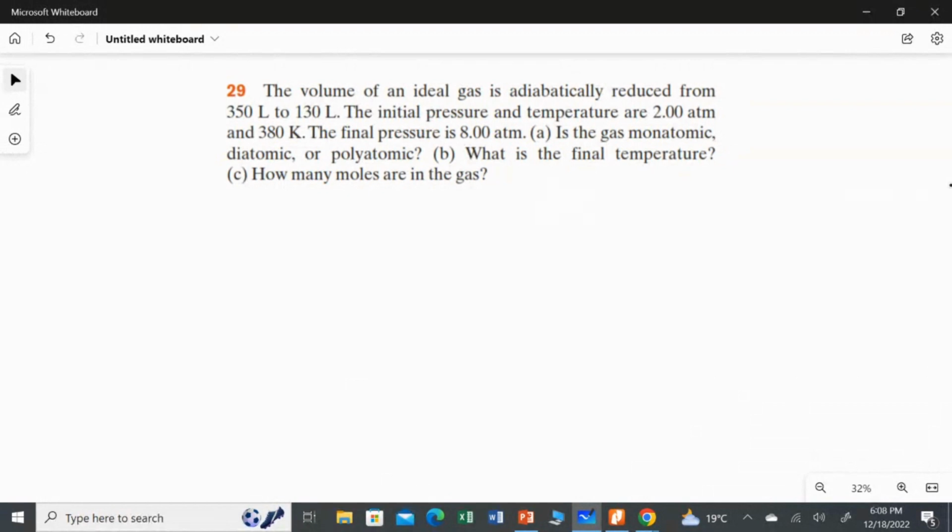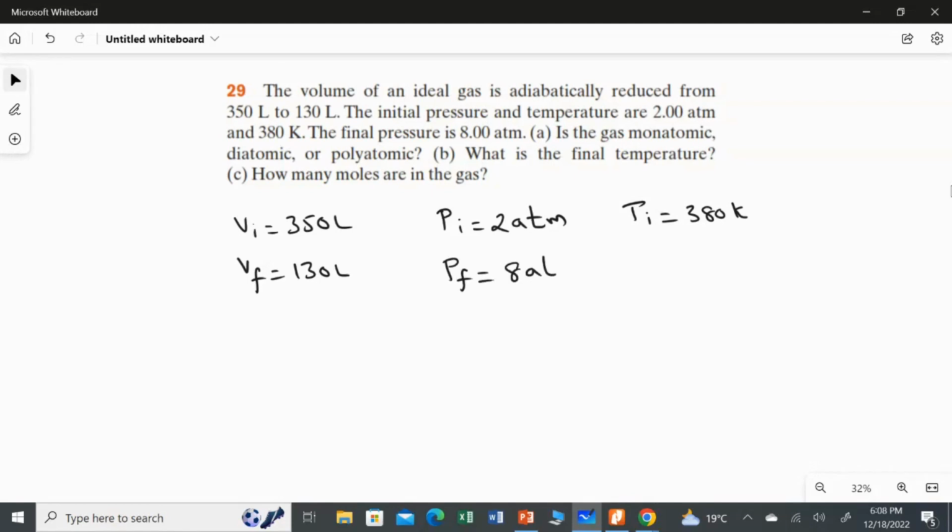and for this adiabatic process the volume information is given. The volume is reduced from 350 liters to 130 liters. That means the initial volume is 350 liters and the final volume is 130 liters. Likewise, the pressure information is also given. The initial pressure is 2 atm, and the initial temperature Ti is 380 Kelvin. They also gave the final pressure, which is 8 atm.